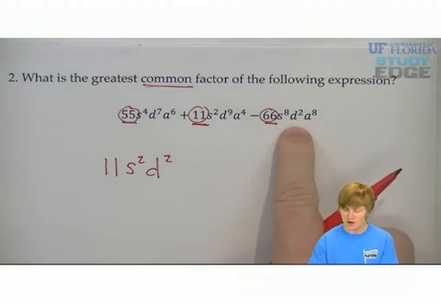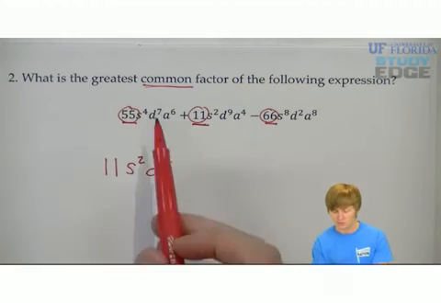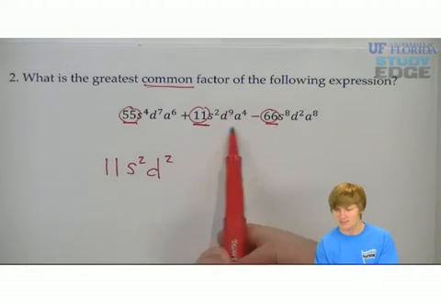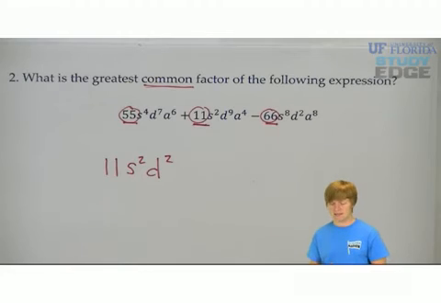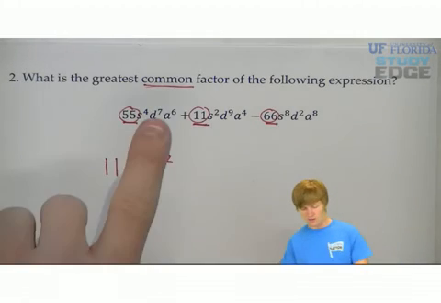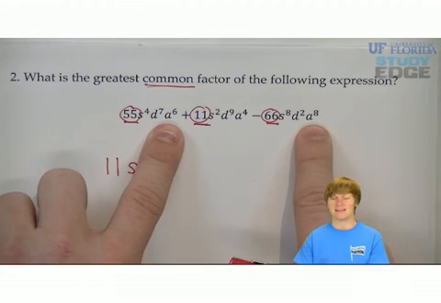So that means that d squared is shared by each one of those three terms. So we have this term that has a d to the second, this term that has a d to the second, and this term that has a d to the second. All right, now let's look at our a's. We have a to the sixth, a to the fourth, and a to the eighth.